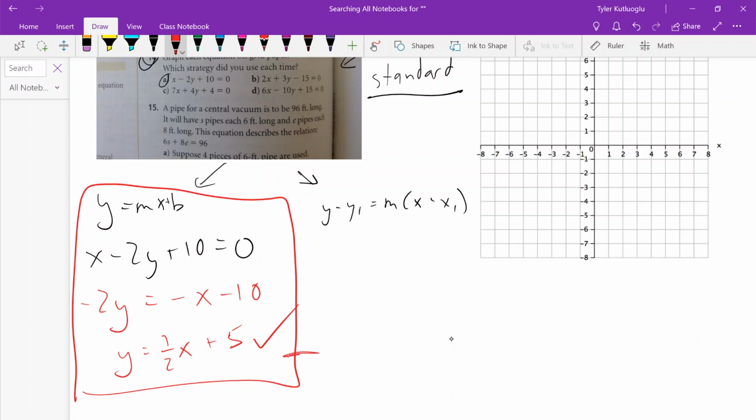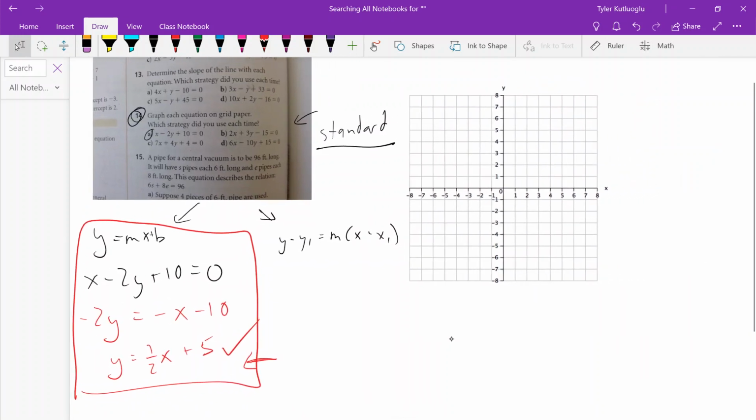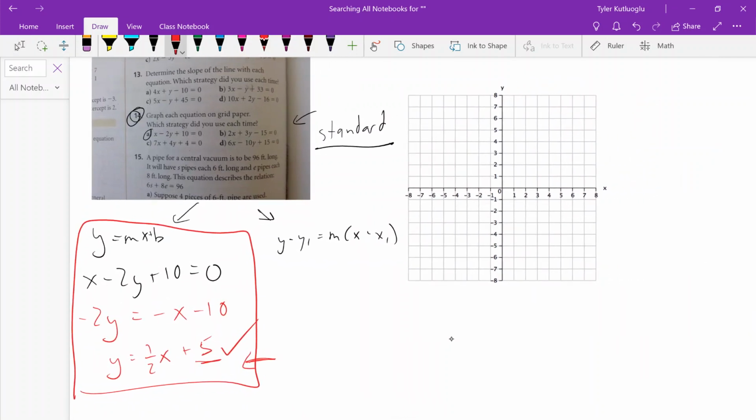So now that we have our equation, I'm going to start at the y-intercept of 5 and put a point, and then I'm going to do the slope, which is up 1, over 2. So I'll go up 1 over 2, got my point. I'll put another one just for good measure, connect them with the line, and we have it. Let's do the last one, just to double check, make sure we know what's going on.